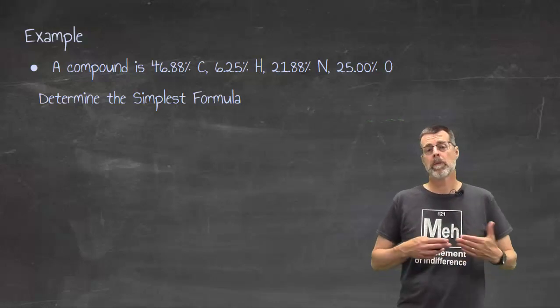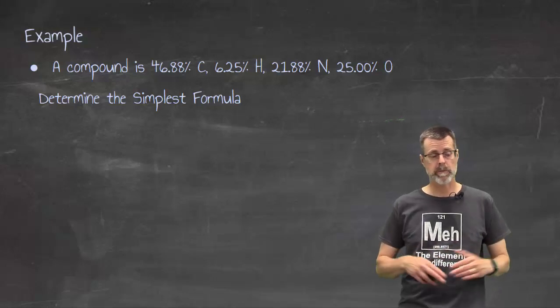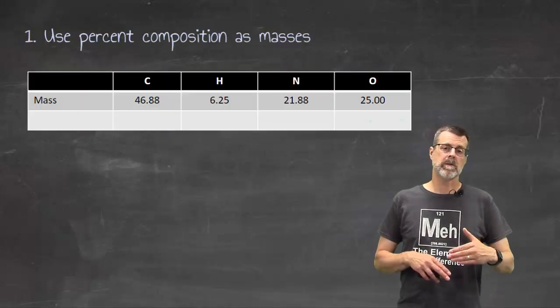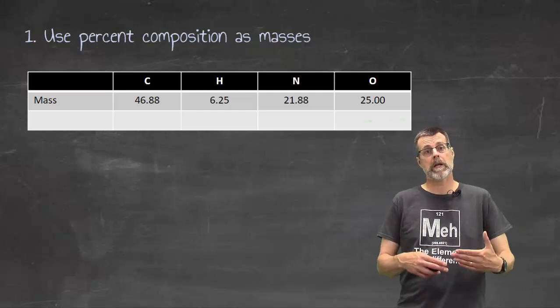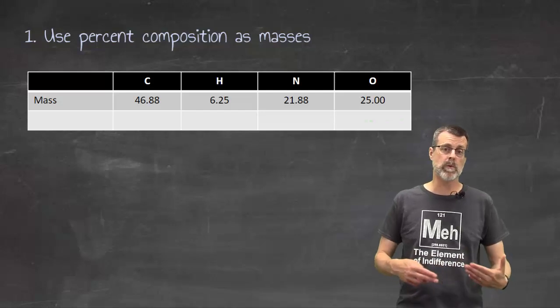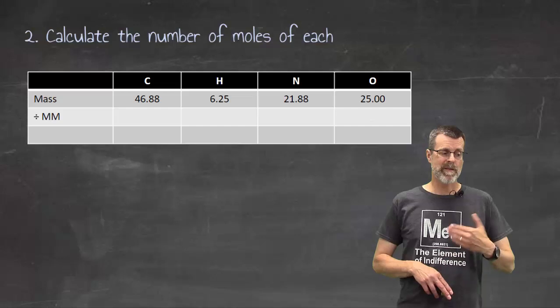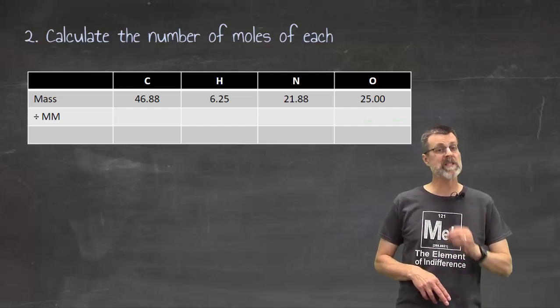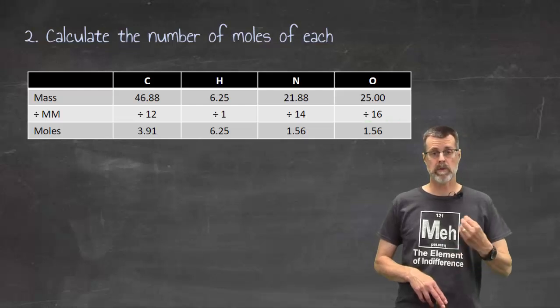You're going to be given percent composition by mass numbers and then asked to come up with the simplest formula. So the first thing you do is take those percentages as masses. If I had 100 grams, then I would have those numbers of grams of each thing. Then I'm going to divide each one by the molar mass of that element and turn that into numbers of moles.